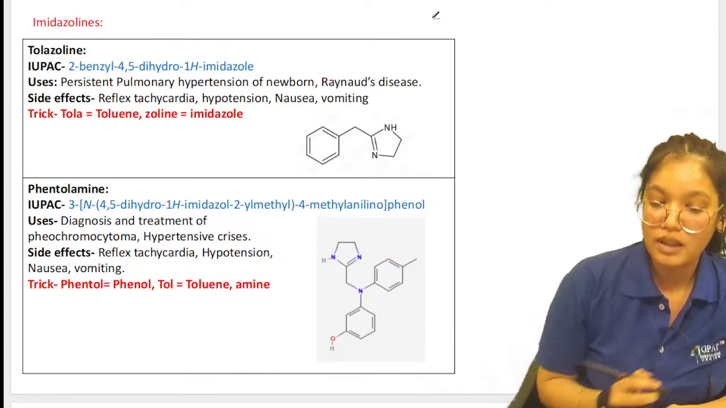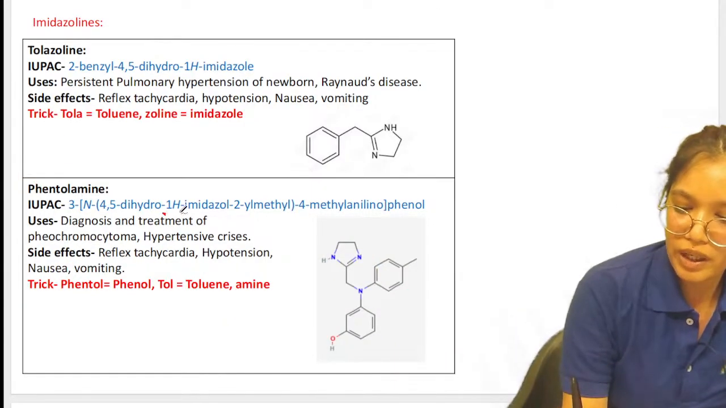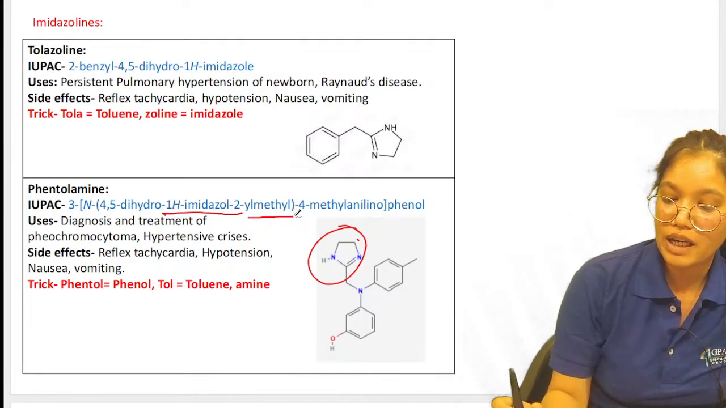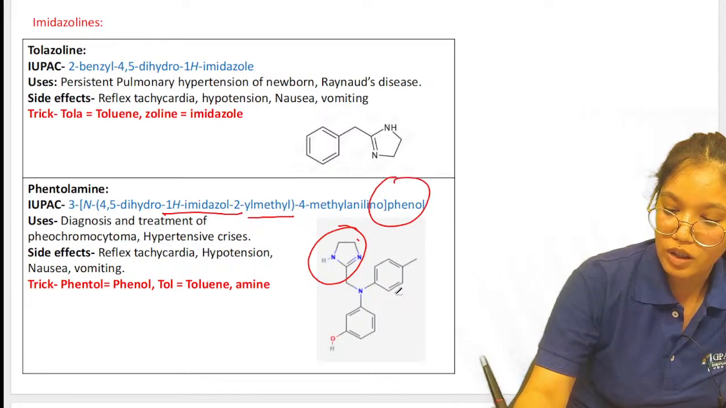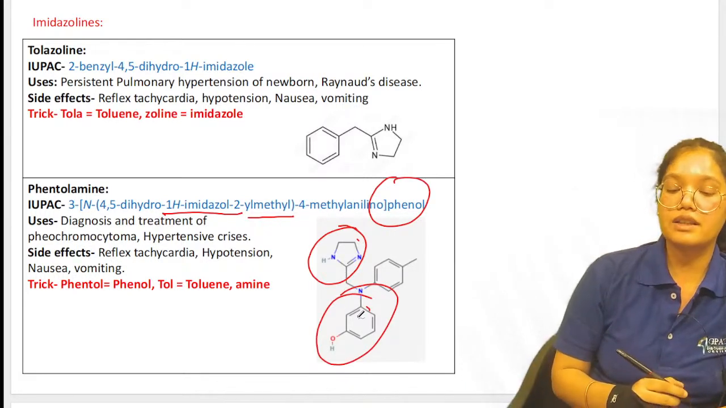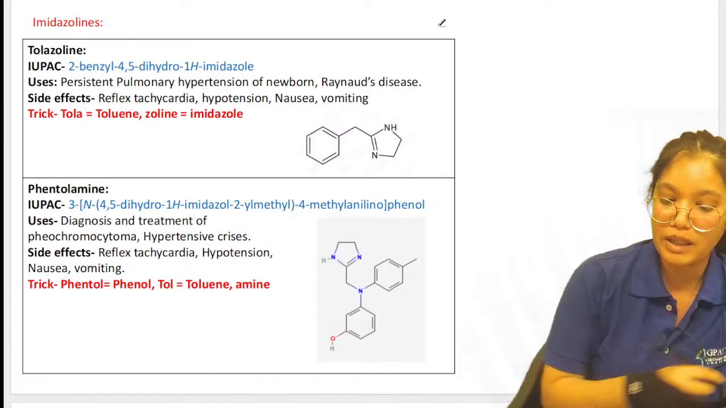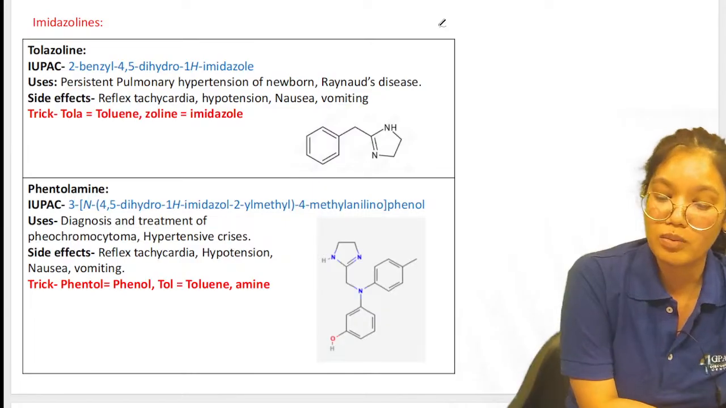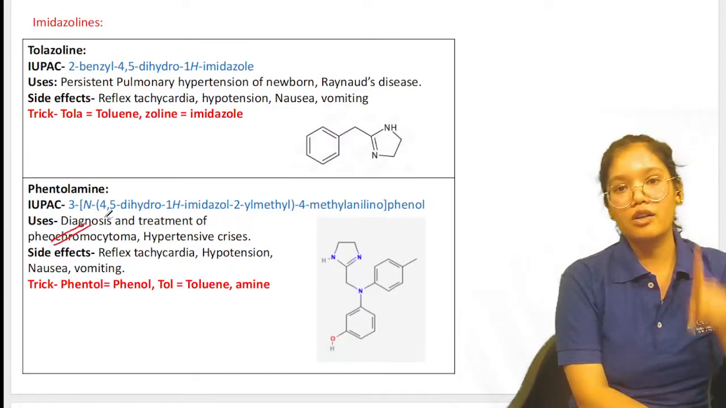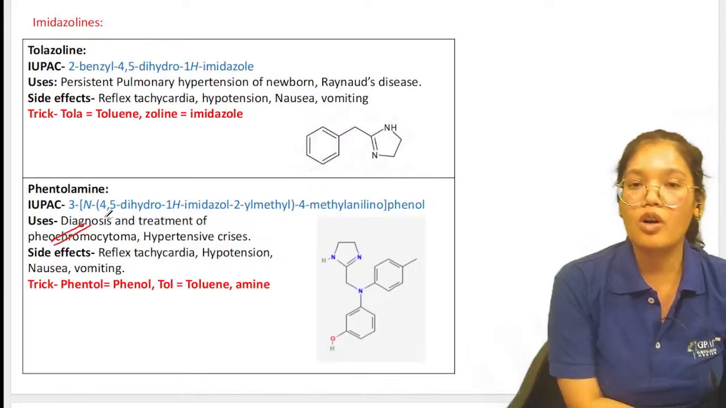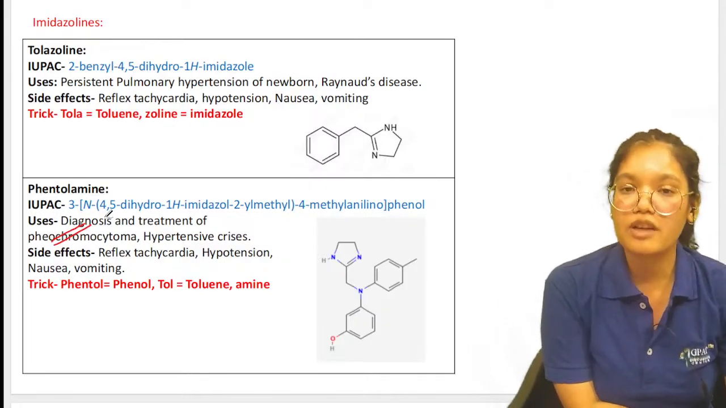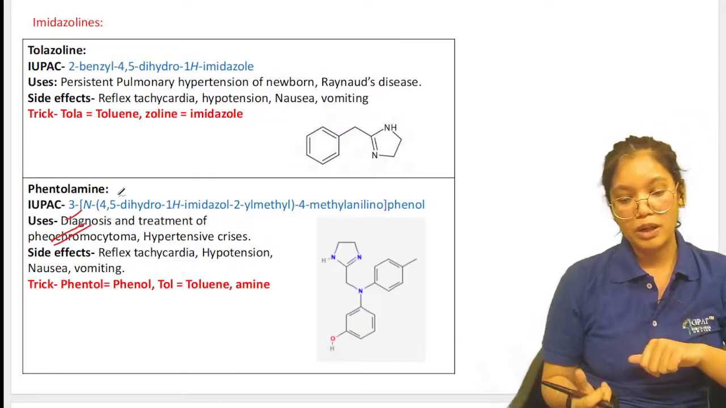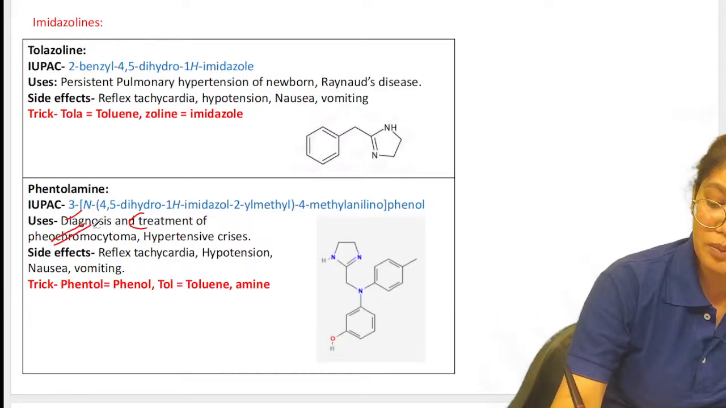Okay, so at 1H position we have an imidazoline ring, then we have a methyl group attached there, then we have a phenol group here. Okay, so that is the IUPAC name. Then the uses: in the diagnosis and treatment of pheochromocytoma. Okay, now pheochromocytoma, I have already told, there is the overproduction of the catecholamines like norepinephrine and epinephrine. Okay, now it is used in the diagnosis and treatment of that. Now treatment we have already discussed.